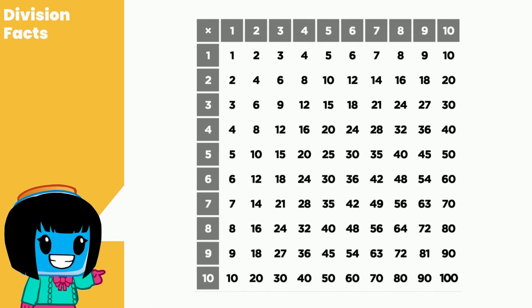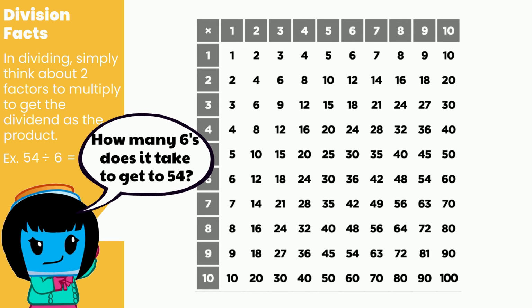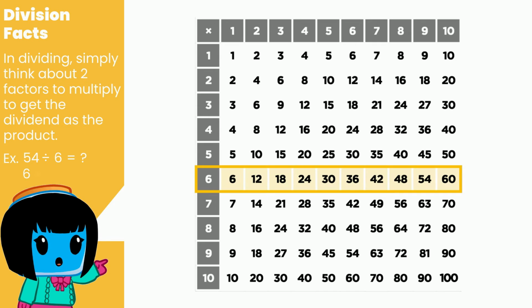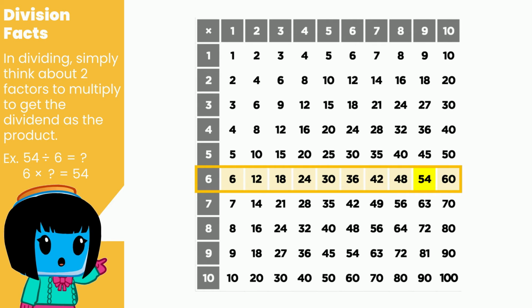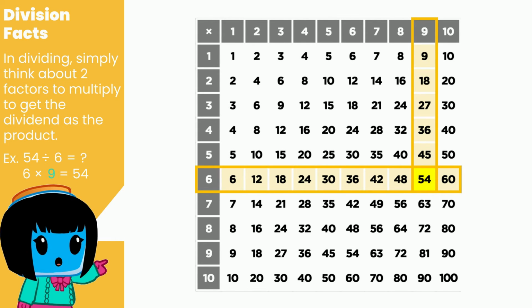Once you have your multiplication facts memorized, you also know all of your division facts. You just have to think about what two factors you multiply together to get that answer. So if you have 54 divided by 6 equals blank, just ask yourself, how many 6s does it take to get to 54? Or 6 times what number equals 54? Once you know 6 times 9 equals 54, you know that 54 divided by 6 equals 9.